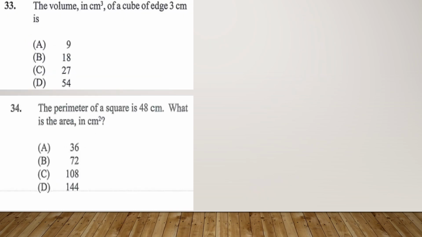33, the volume in centimeters cubed of a cube of edge 3 centimeters. So we know the volume is equal to L to the third power. So V is equal to 3 to the third power. V is 3 times 3 times 3, which is 27 centimeters cubed. So that would be C.